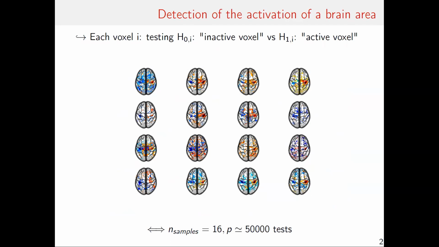And so from a more technical standpoint, we can view this as a multiple testing problem in the sense that what we are trying to do is testing simultaneously each of the voxels in the brain, with the null hypothesis being that the voxel is inactive for the task that you're looking at, against the alternative that it is indeed active. And so you have a massively multiple testing problem since you have around 50,000 tests to perform simultaneously on this data.